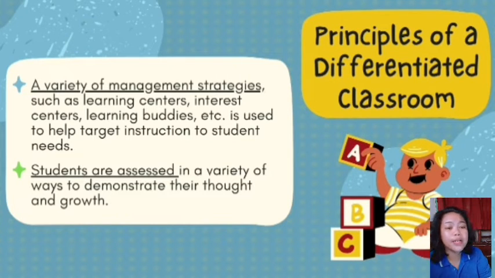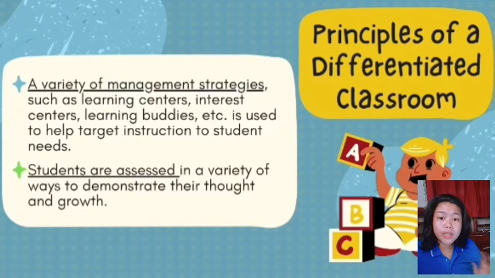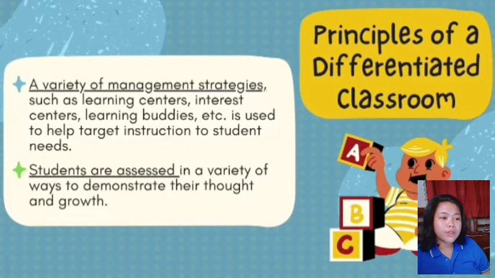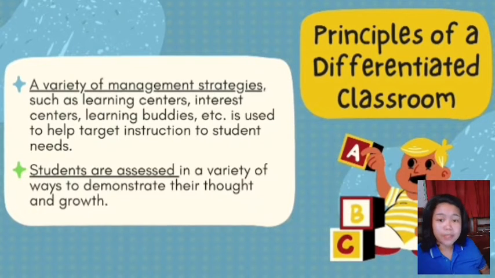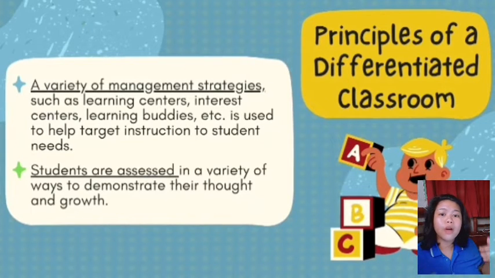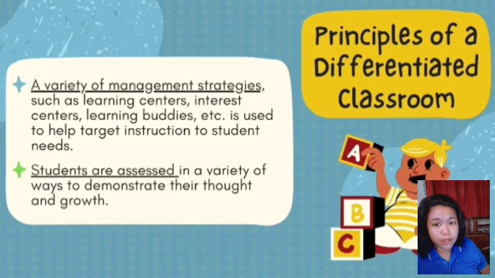Last, students are assessed, okay? Students are assessed in a variety of ways to demonstrate their thought and growth. So that was some of the examples of principles of a differentiated classroom. So if you have those kind of principles in life as a teacher, then you might be able to accommodate the differences of your students. Diba? For example, the clearly established individual and group criteria. So your criteria will base on their differences or their capacity as a student.